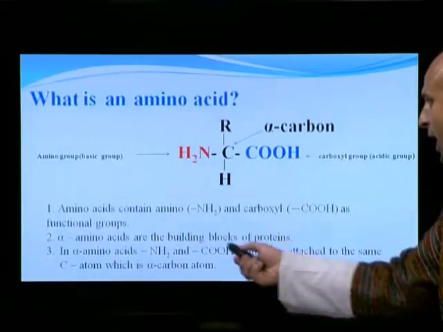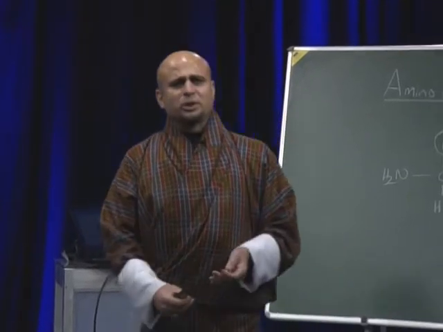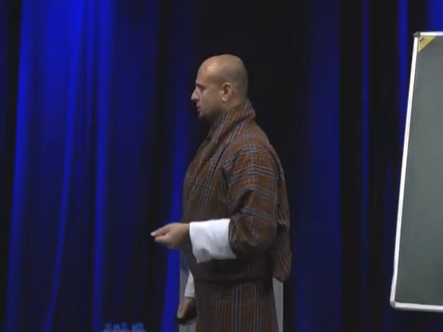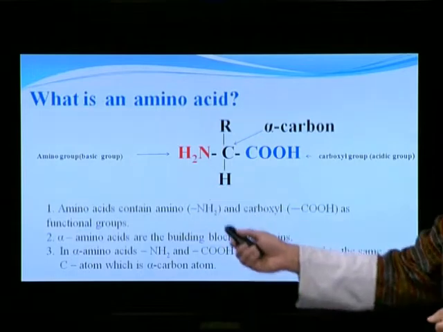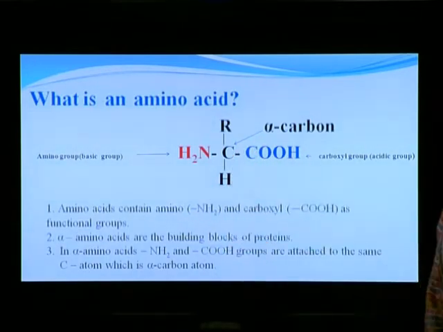Now, second, alpha amino acids are the building blocks of proteins. We take lots of proteins, and all these proteins that we consume, we eat, are made up of amino acids. When all these amino acids combine together, they make proteins. Third, in alpha amino acids, amino group and carboxyl group are attached to the same carbon, which is called alpha carbon.